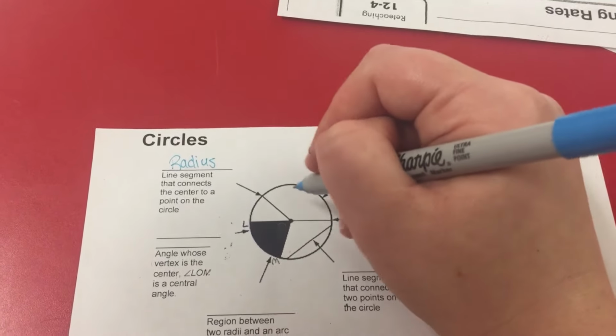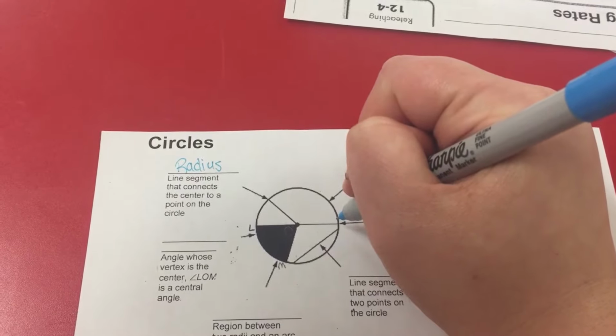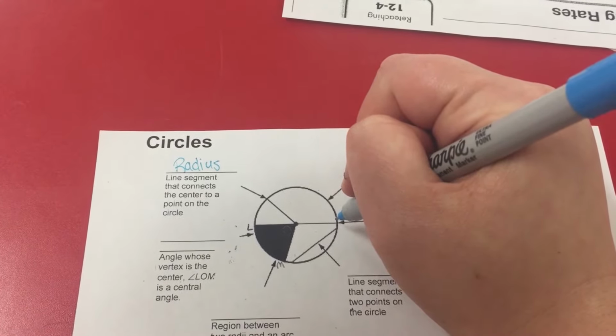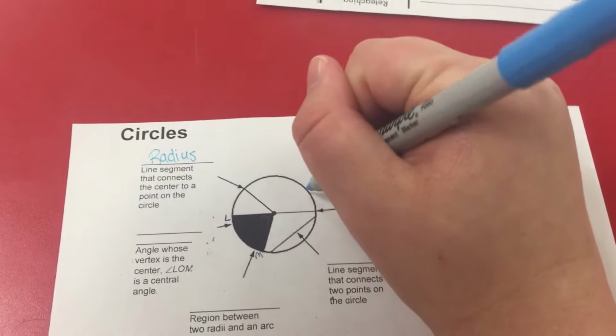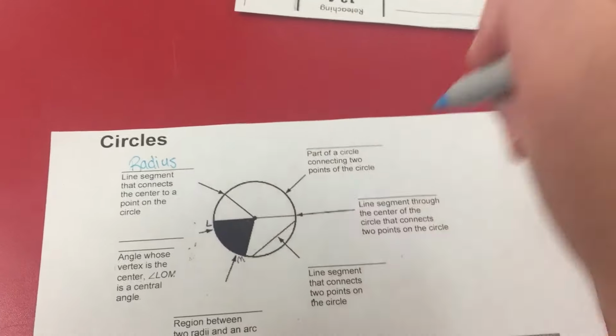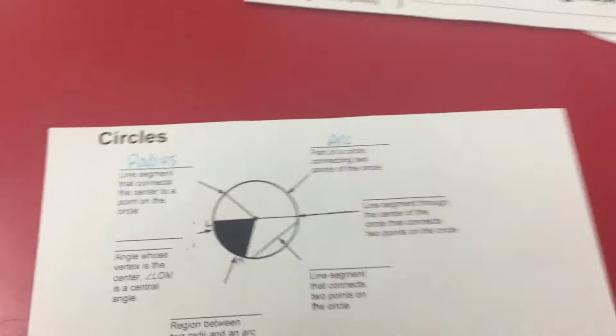Moving around clockwise here, this outside part of the circle that connects 2 points on the outside of a circle is called an arc. Kind of looks like it's arcing around.